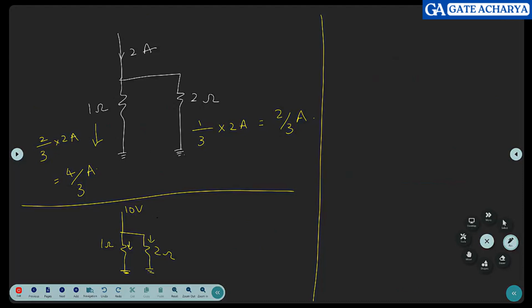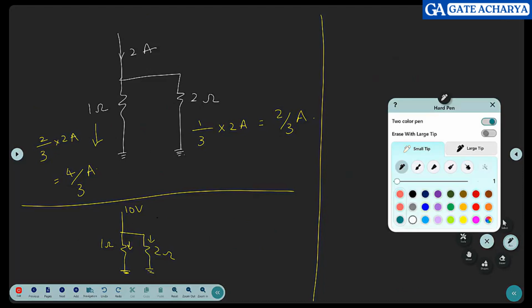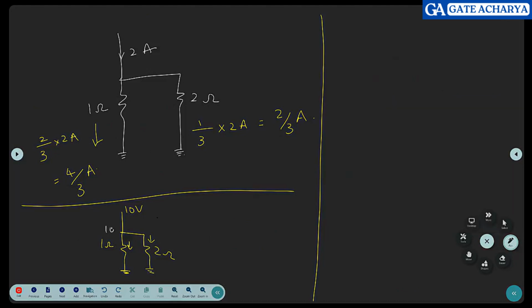Current will be varying, sir. How much will it be? Tell me the number. 2 by 3 into 10 volt. If you have 10 volts here, here also it will be 10 volts. Again, nothing great, something you all know for so long.